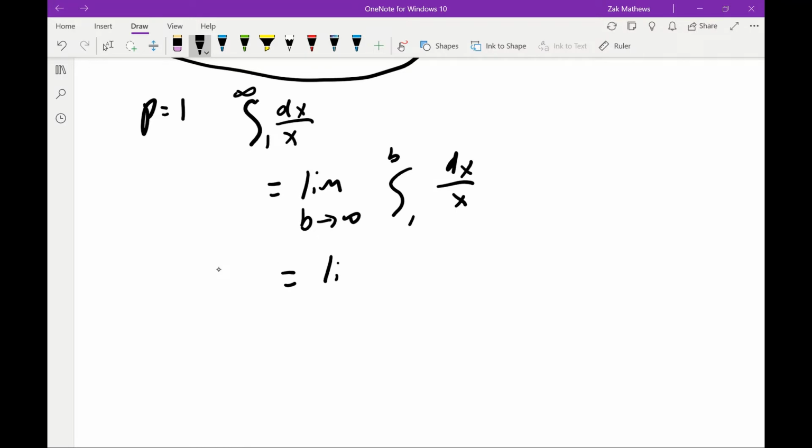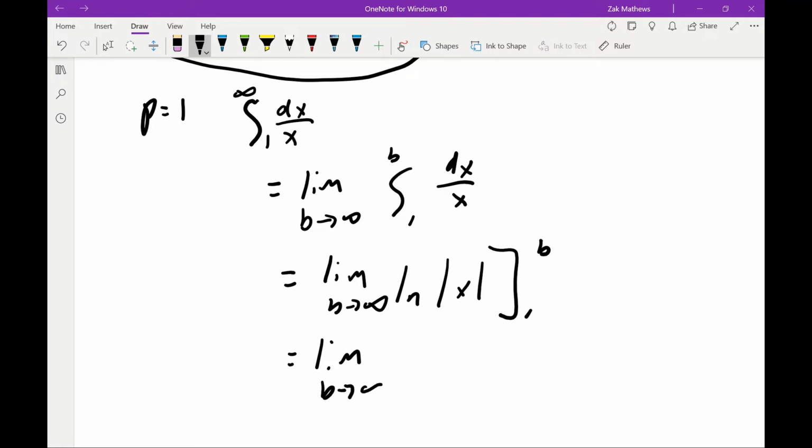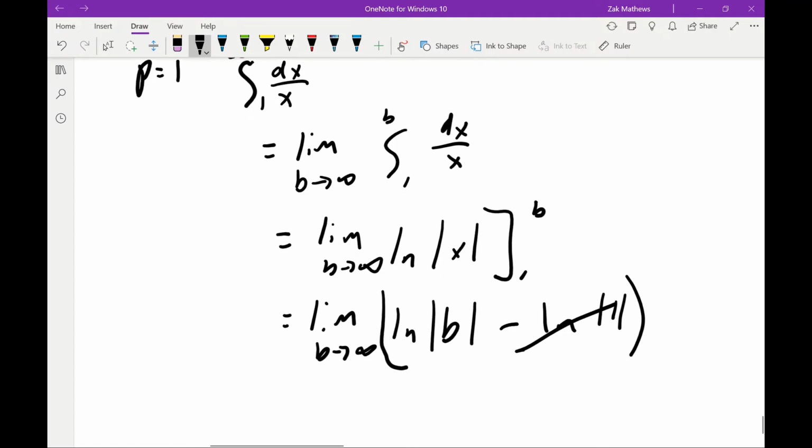And so we'd have the limit as b goes to infinity of the natural log of the absolute value of x, evaluating that from 1 to b. So we'd have the limit as b goes to infinity of the natural log of b, and because it's going to positive infinity, we don't have to think about the absolute values, minus the natural log of 1. Natural log of 1 is just 0, so we're left with the natural log of b, and as b goes to infinity, that means that our integral is diverging. The integral diverges.